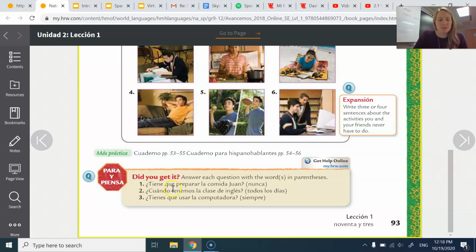Anyway, let's finish up with this para en piensa. Did you get it? Answer each question with the words in parentheses. Tiene que preparar la comida, Juan. So notice here we're talking in third person, right? Because we're using the verb tener, but it's conjugated for the he, she, or it. So tiene. And we're talking about Juan. So we're just saying, does Juan have to prepare the comida? And we're saying nunca. So how do you respond to that?